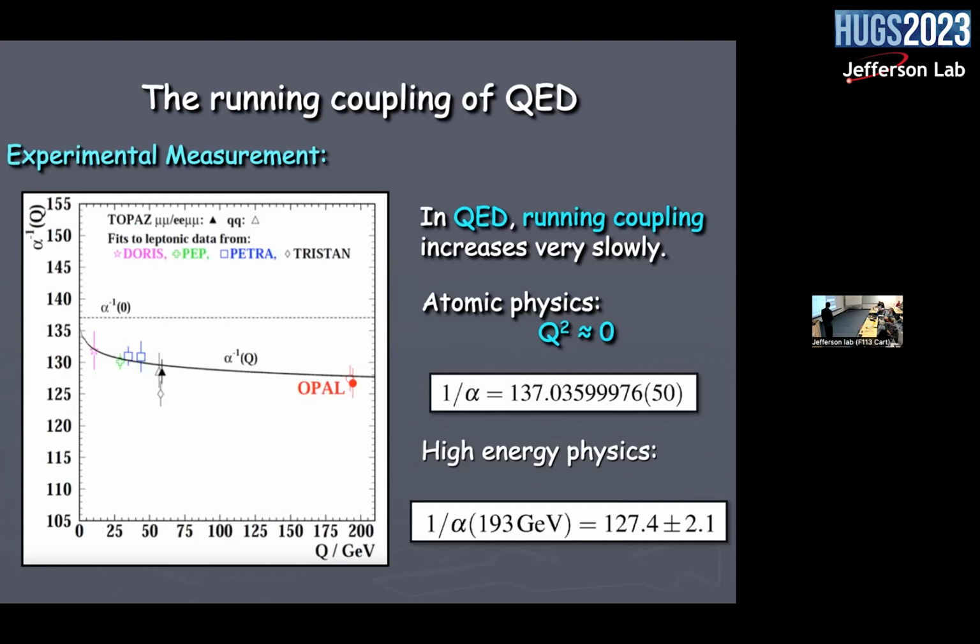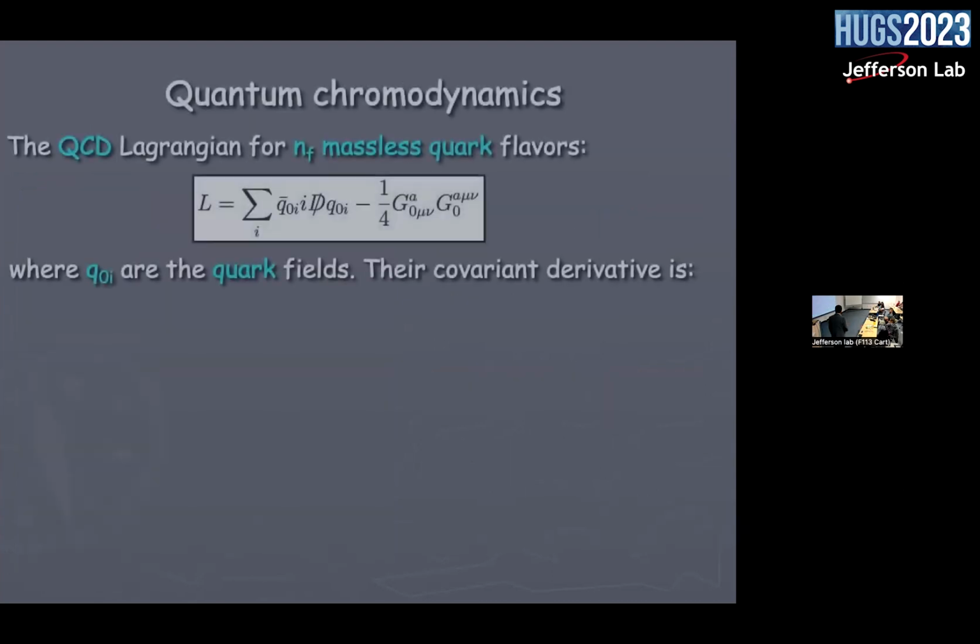alpha inverse is becoming small. That means alpha is increasing with energy, and when you are around the mass of the Z particle, it is, I think, 128 for alpha inverse. And for 193, it is 127. It changes very slowly because it is logarithmic, so the effects become clear much later.